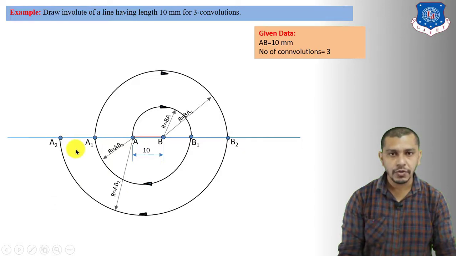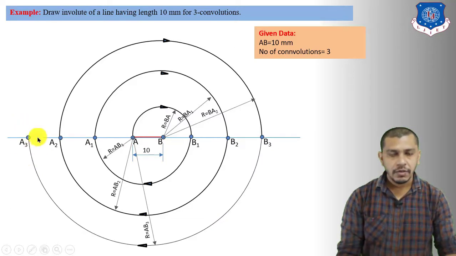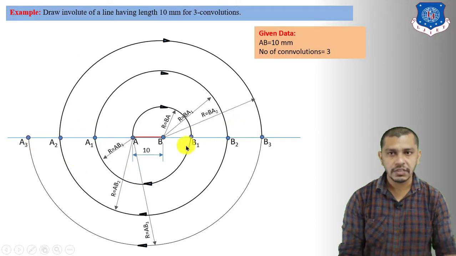Right now we have completed 2 turns. Still we have to continue up to 3 convolutions, or 3 turns. So after getting A2, take the center at B and radius equal to B to A2 and draw an arc. You will get B3. After getting B3, change the center and take the center at A, radius equal to A to B3, and draw an arc. You will get A3. Now we have completed the 3 turns for the involute. So this is the involute of a line for 3 convolutions.